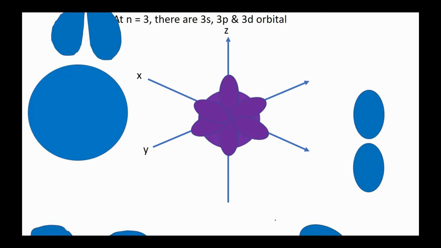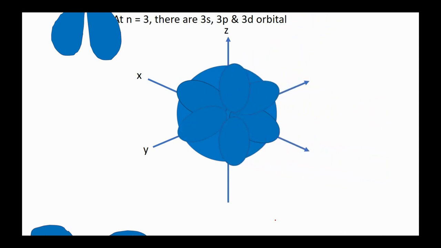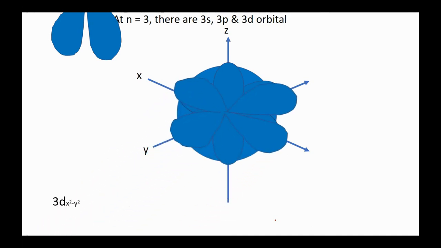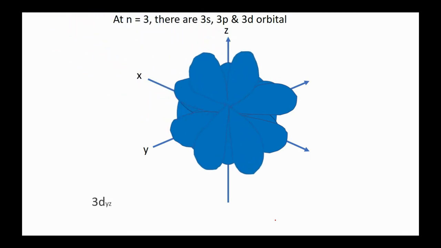Now let's go to n equals to 3. We have 3s, 3p and 3d orbital. So now we have n equals to 3. We have 3s. Then we have 3px. Next, 3py. And then 3pz. And then after that we have d orbital. Okay, so this one is dx squared minus y squared. Okay, this one is dyz. With another 3 orientations. I do not want to draw them, so I will show until here only. So you can imagine. Everything is surrounding the same nucleus at the same time.